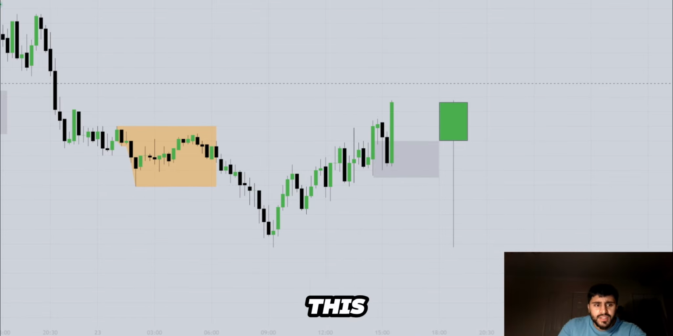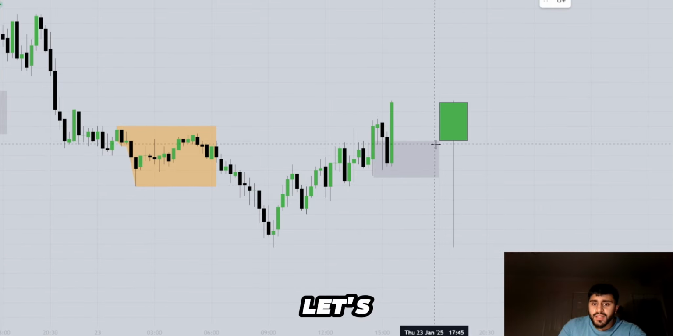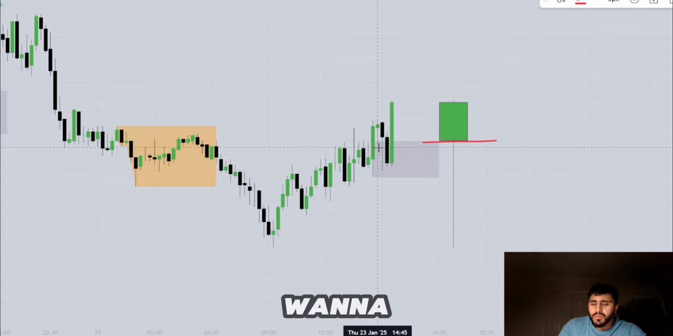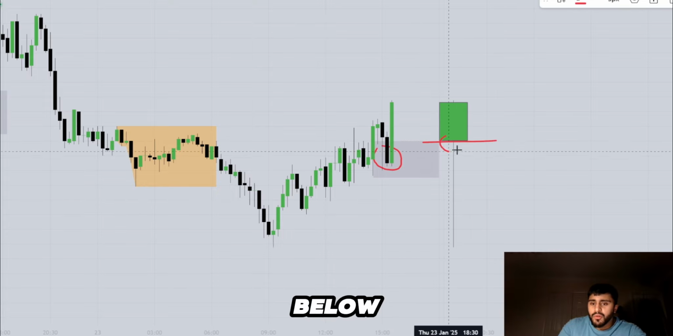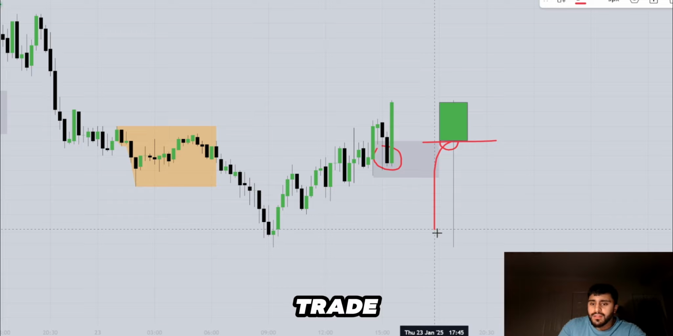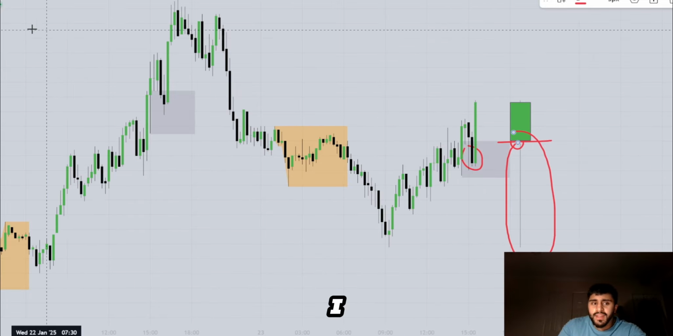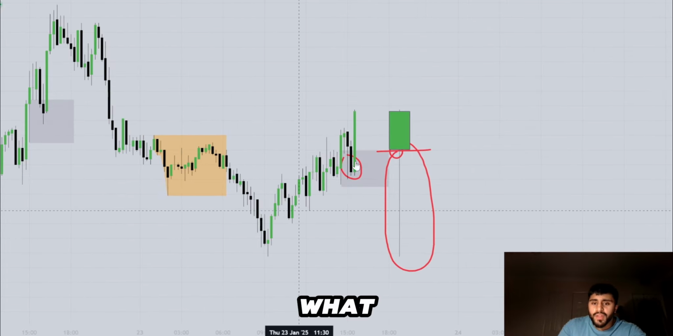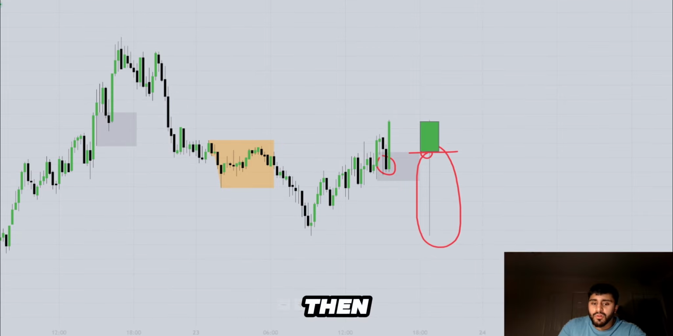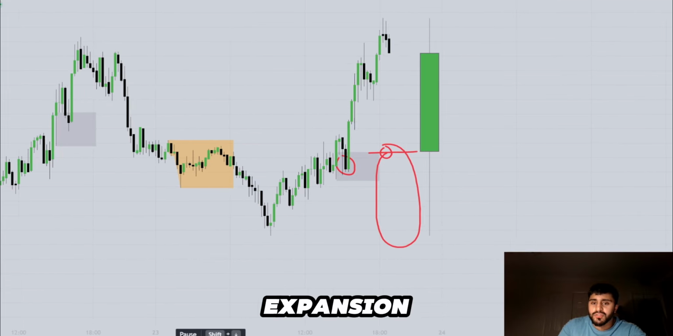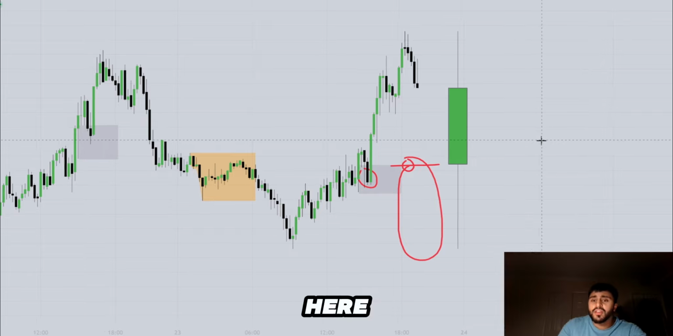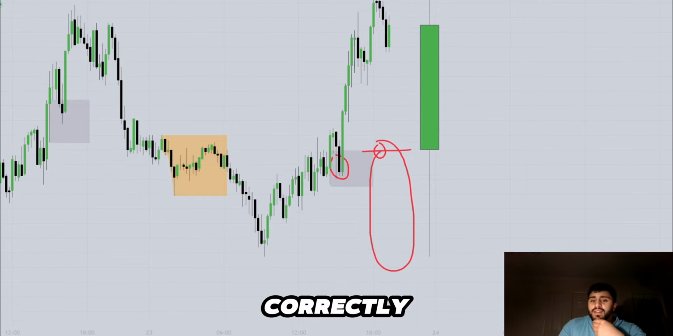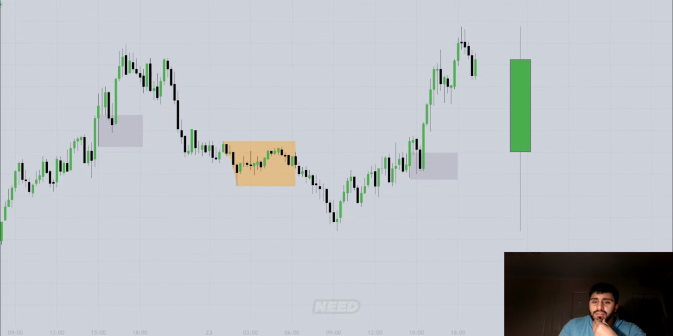So the reason I have this indicator is very, very simple. Let's say if the opening is around this region, I want to be looking for buys that are below this area. So I'm looking to trade this wick, right? So if I can catch this wick successfully, what that then means is that I can then obviously catch the expansion, right? So the expansion is, of course, this large move over here. So I'm positioning myself correctly as a trader. That's the most important thing you need to understand, right?